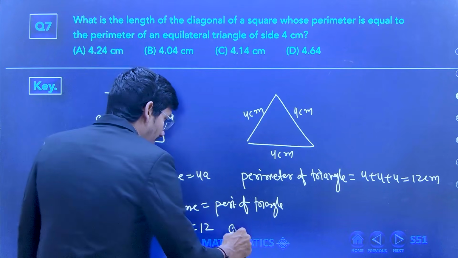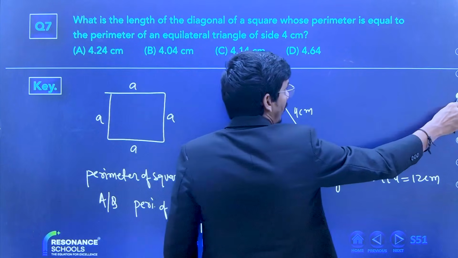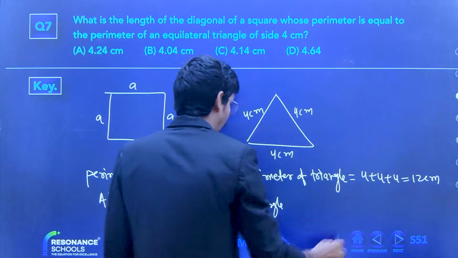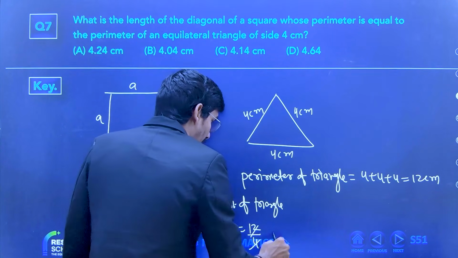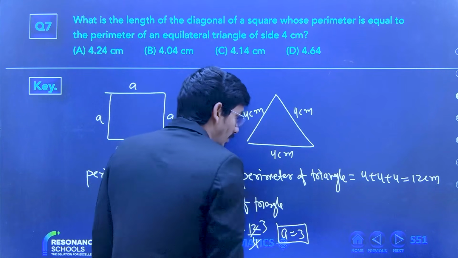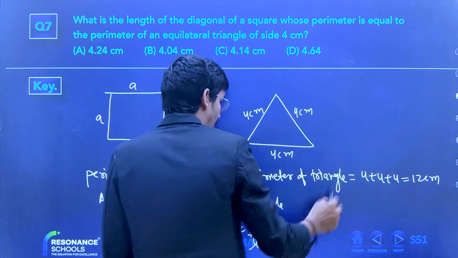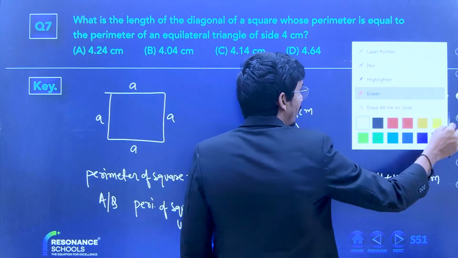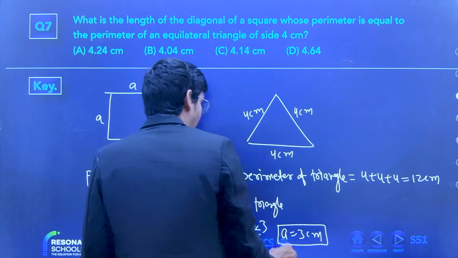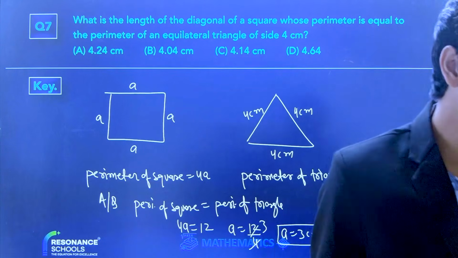So A equals 12 by 4, that is nothing but 3. So A equals 3. The side of the equilateral triangle is given as 4, so from that we get the side of the square, that is 3. So the side of the square we get is 3.